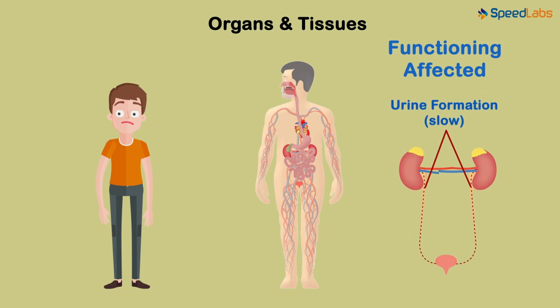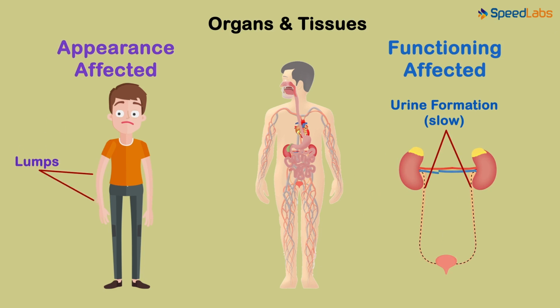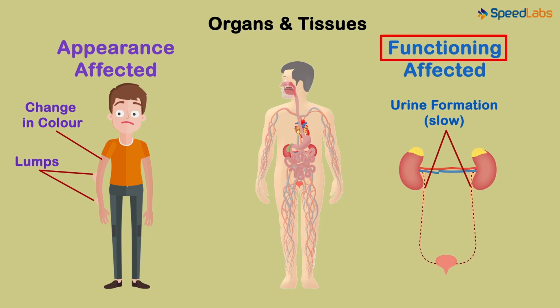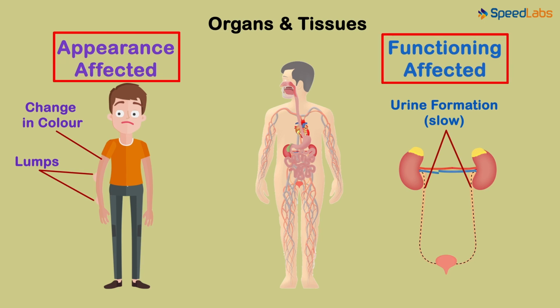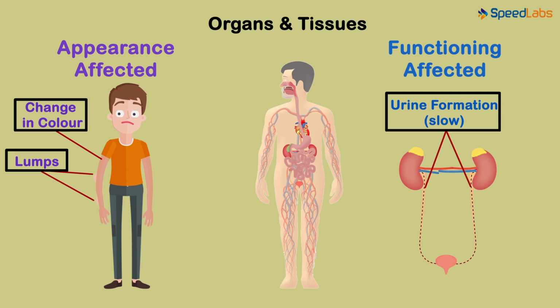At times, the body also shows some change in its appearance, like the skin may develop lumps or a change in color. That's precisely when we realize that our body is suffering from some disease. The functioning and appearance of the body is affected when we suffer from a disease. These changes are called symptoms.